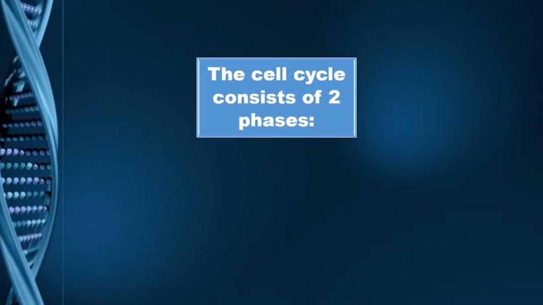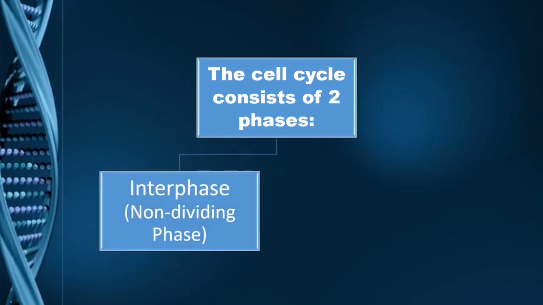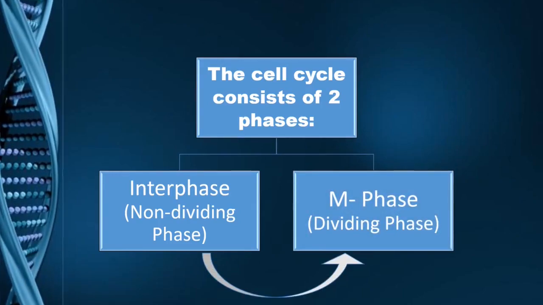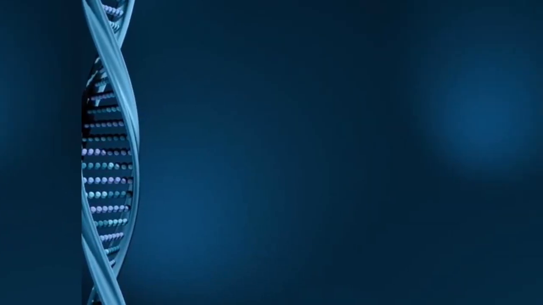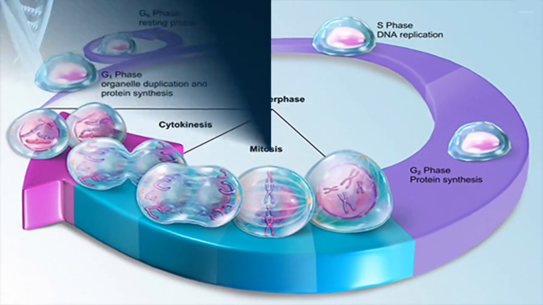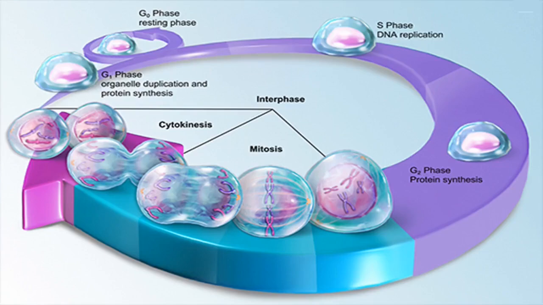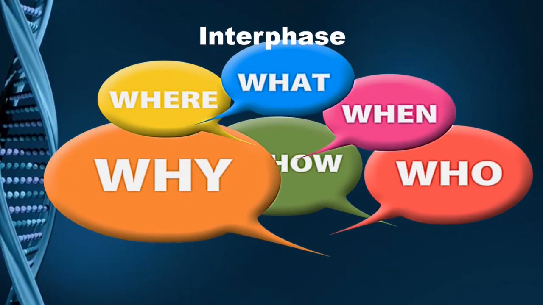The cell cycle consists of two phases: the non-dividing phase, which is also called interphase, and the dividing phase, that is M phase. Today we will be learning about the non-dividing phase. This is a complete cell cycle. There are different areas marked here. The purple ones are the phases of interphase and the rest of the blue ones are the dividing phase of the cell cycle. Let's begin with interphase.